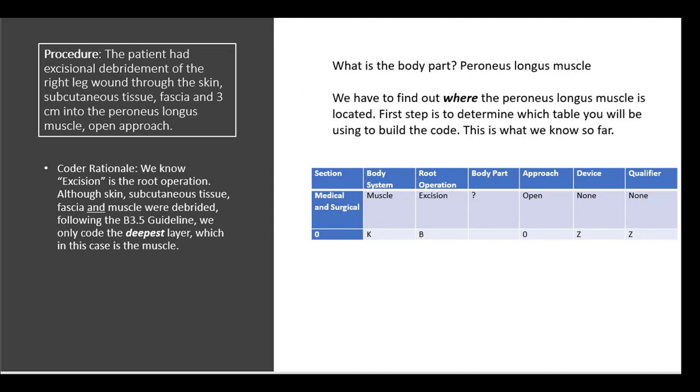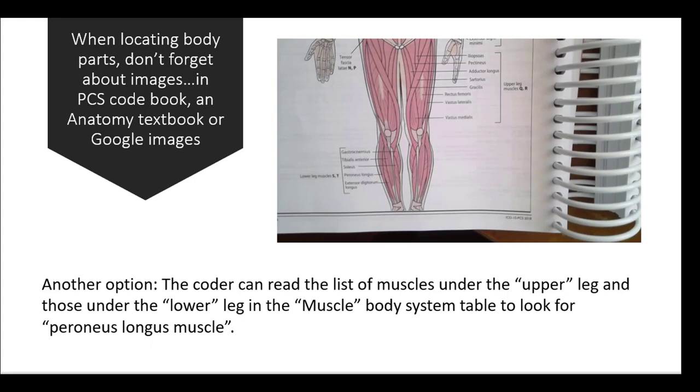We know that excision is your root operation, and we know from this guideline that the deepest layer is what we're going to code, and in this case, it's the muscle. So now what's the body part? The peroneus longus muscle. We have to figure out where that muscle is located. The first step is to determine which table you're going to be building your code. What we know so far is it is the muscle body system with a root operation of excision. It's an open approach. We don't know anything yet. And so we're going to look for where that body part might be.